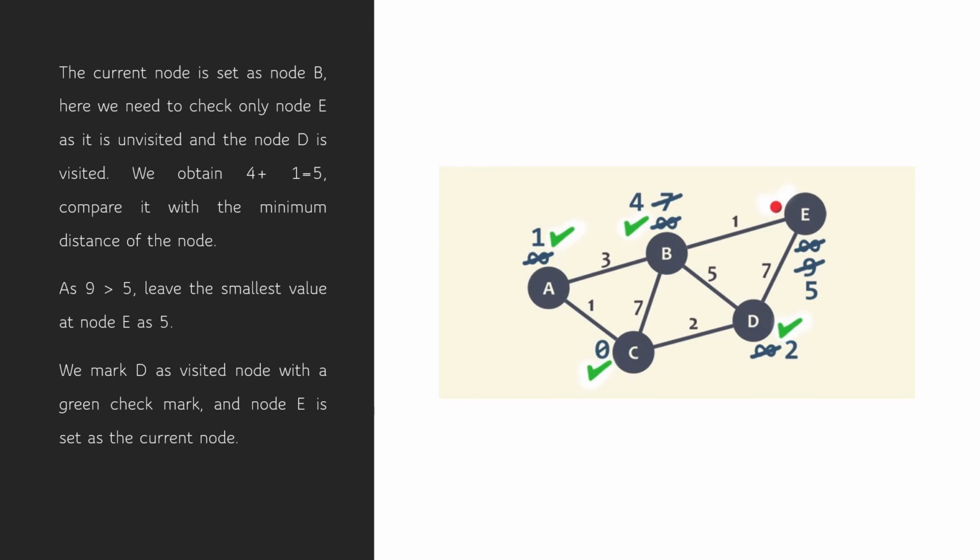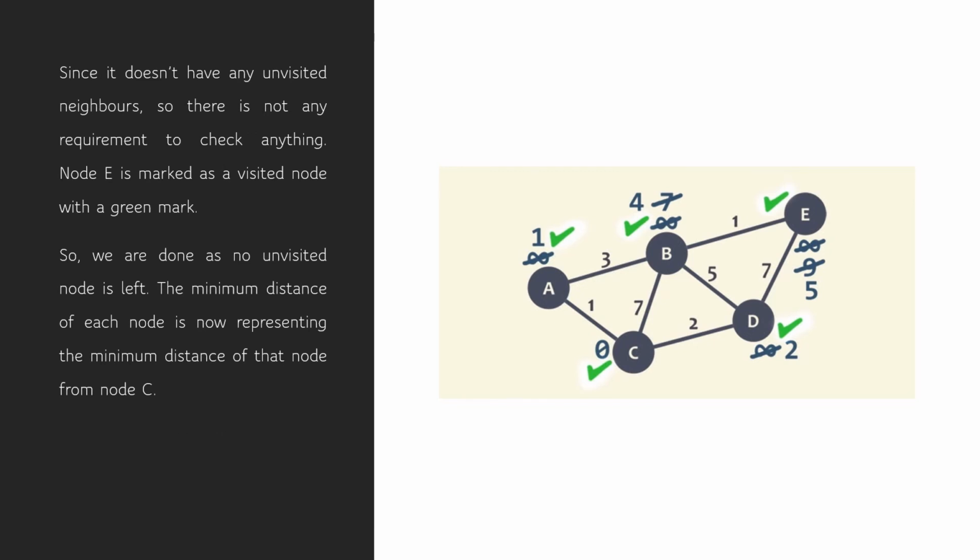Here we need to check only node E, as it is unvisited and node D is visited. We obtain 4 plus 1 equal to 5. Compare it with the minimum distance of the node. As 9 is greater than 5, leave the smallest value at node E as 5. We mark B as a visited node with a green check mark and node E is set as the current node.